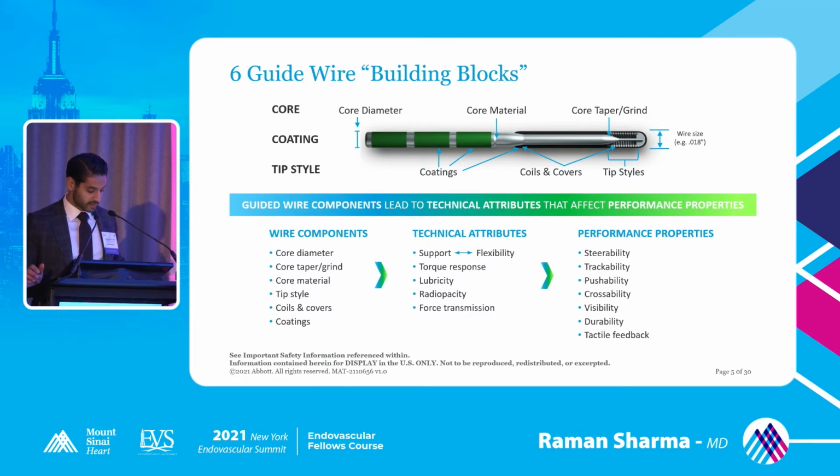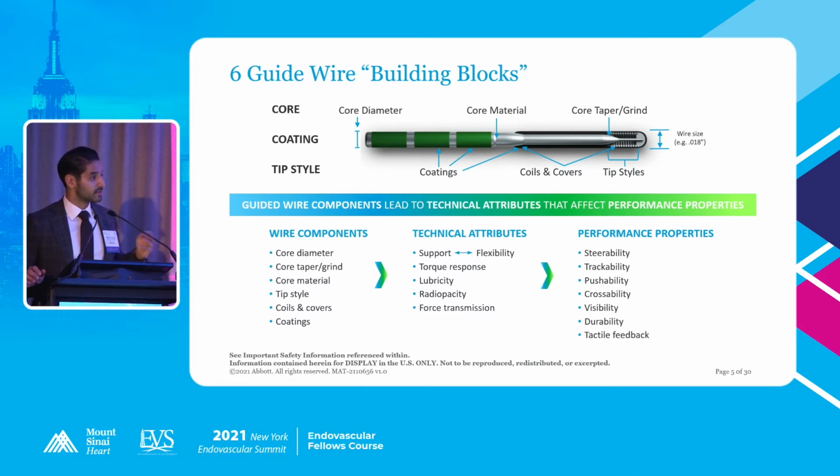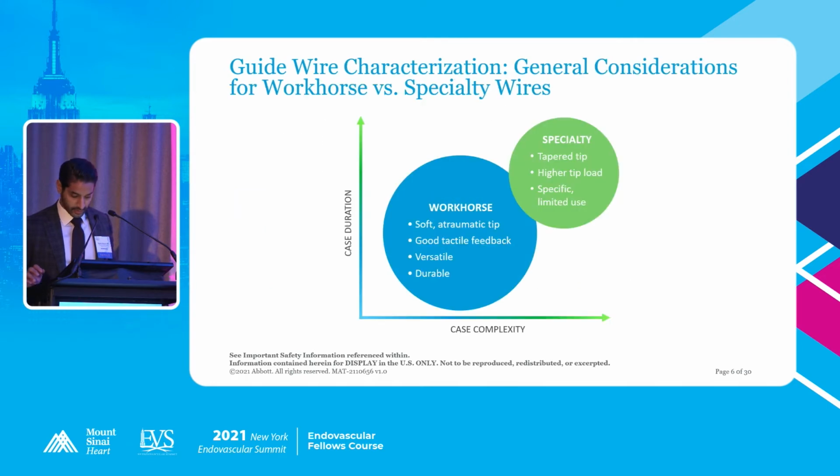The technical attributes that change with this will give you more support, like your CTO crossing wires, and flexibility that will be used for crossing subtotal lesions. It will also relate to the core material. What is the response on your end when you're torquing, when you're twisting? What is happening inside the body? That's the torqueability. All of these things finally result in the important outcome: how do these wires perform? And we'll be talking about that as well.